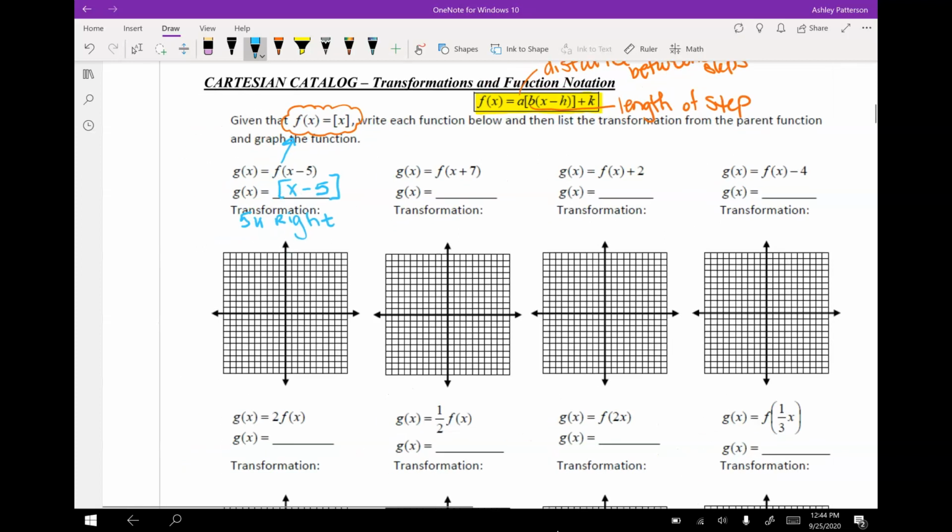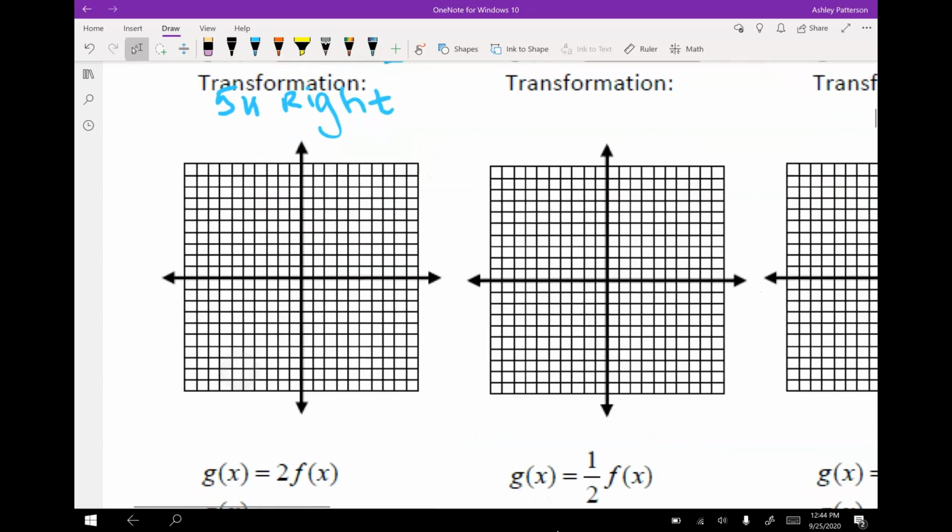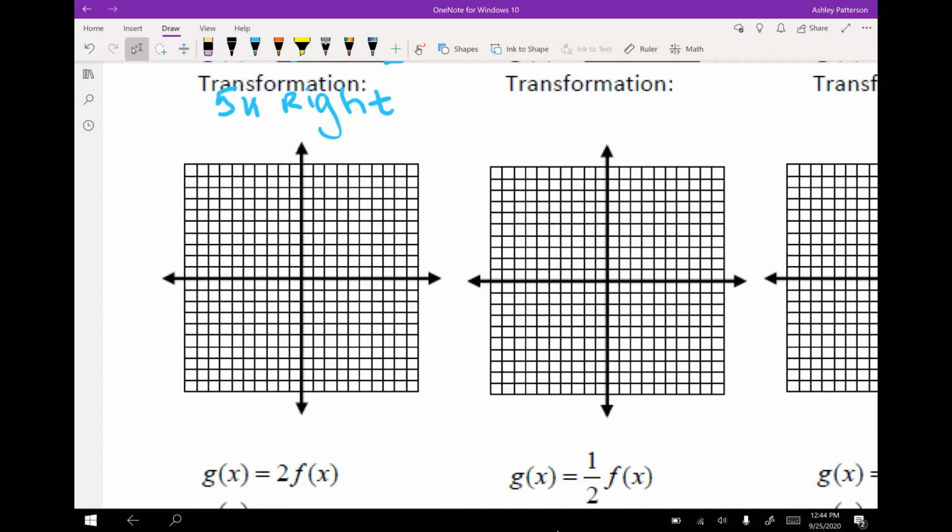And let's graph it. Make it bigger. Come on, buddy. There we go. So instead of starting at 0, 0, I now start at 5, 0. 1, 2, 3, 4, 5. Closed circle. Extend to the right. Open circle. Our A and our B are 1. So the step length is 1 unit. The distance between the steps is also 1 unit. And again, I ask that you try to go at least half the graph so we get a really good idea of what this function is doing and what it looks like.